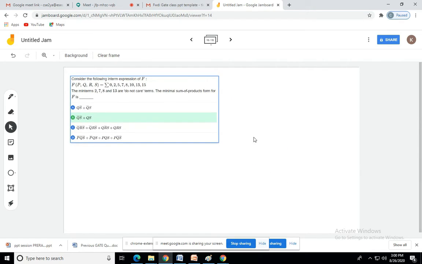Some terms are given, that is, we have to consider 2, 7, 8, 13 as don't care terms. The minterms given are 0, 2, 5, 7, 8, 10, 13, 15. Out of these minterms, 2, 7, 8, 13 have to be considered as don't care terms. So we have to go with the 4 variable K-map because it is a 4 variable function.